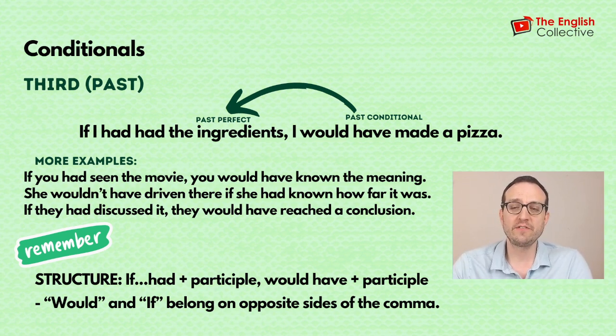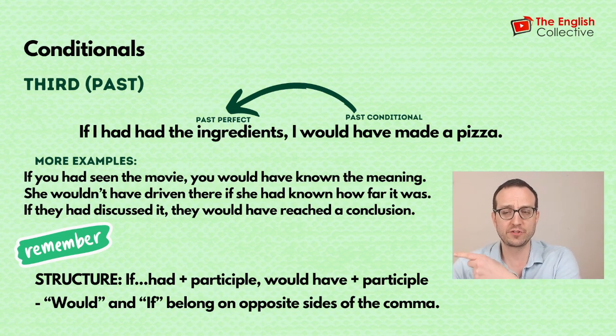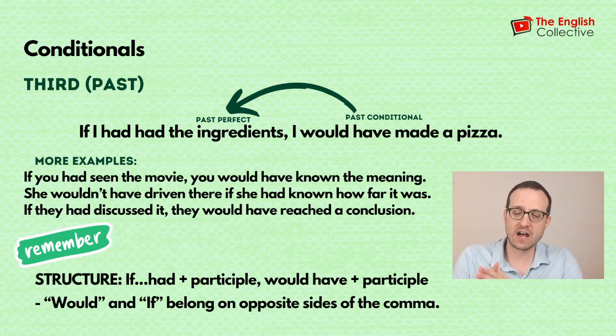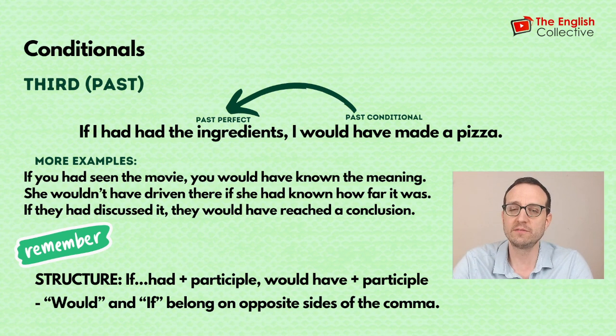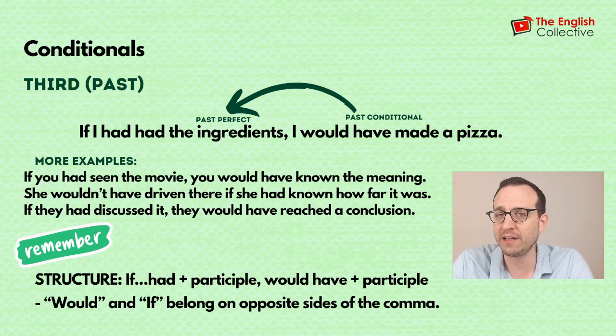She wouldn't have driven there if she had known how far it was. If they had discussed it, they would have reached a conclusion. Okay? And yeah, so we have the structure here. And remember, the would and the if, otra vez lo digo, on the opposite sides. Okay? Very important to remember. And I think the structure is fairly clear. Hopefully, you find this little review helpful.